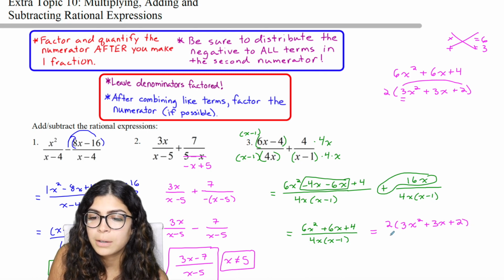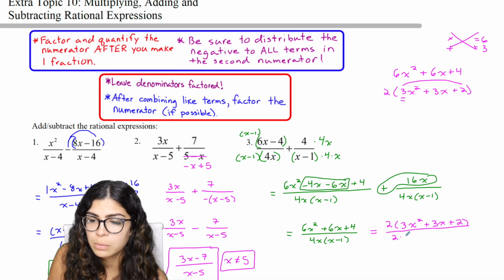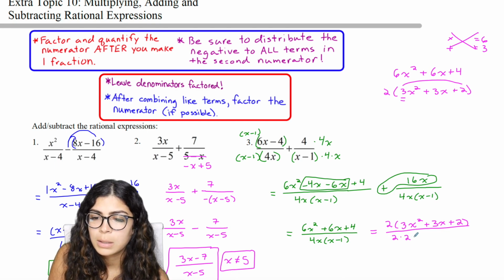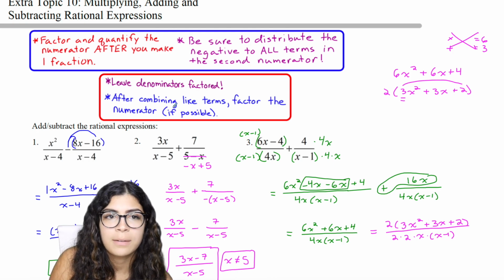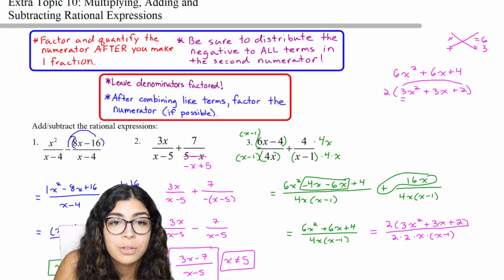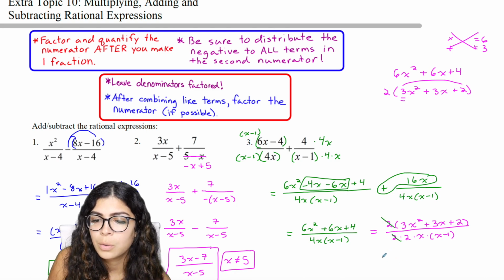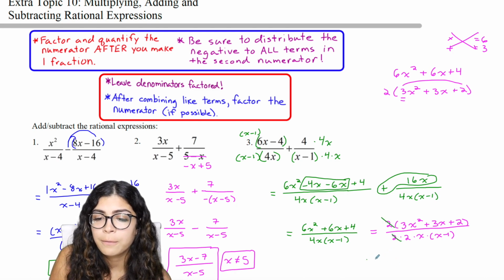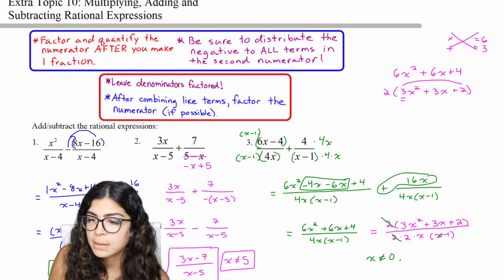In the denominator, we have 4, which is actually 2 times 2, times x, minus 1. So the only GCF, the only factor that cancels here would be the 2. So the excluded values for x would be x cannot be 0 and x cannot be 1.